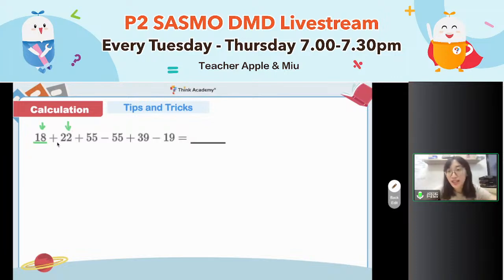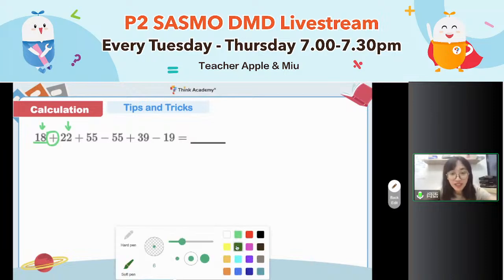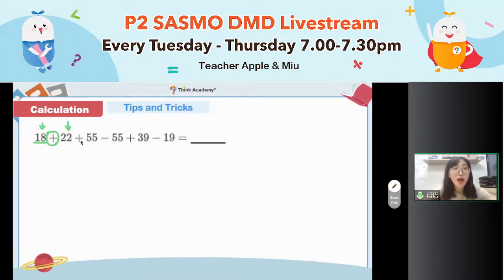And also pay attention to the operator here. It is a plus, right? So in addition, you can find the good friend pairs to make a 0. 18 plus 22, we can get it should be 40. It is not 30, okay? Not 30. Do remember the carryover. And after that, everyone, let's have a look.